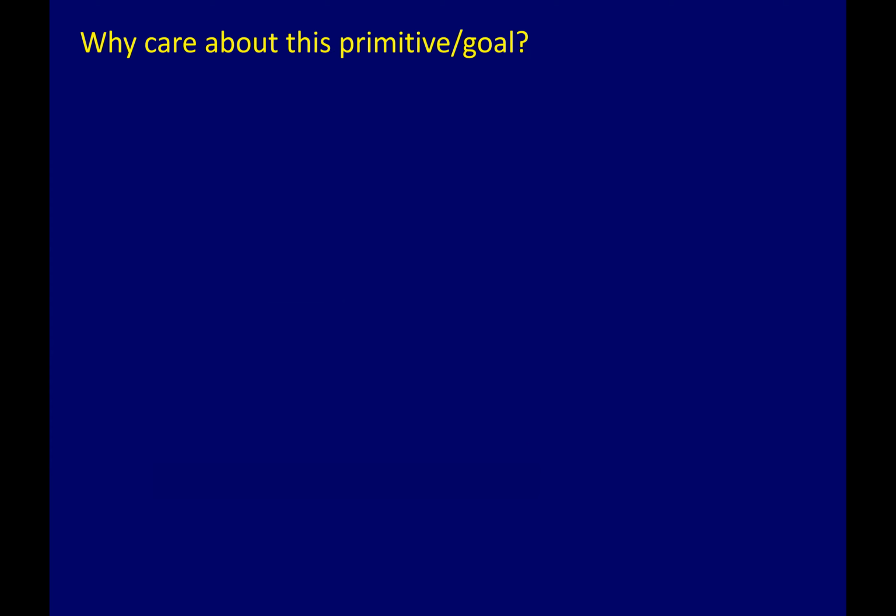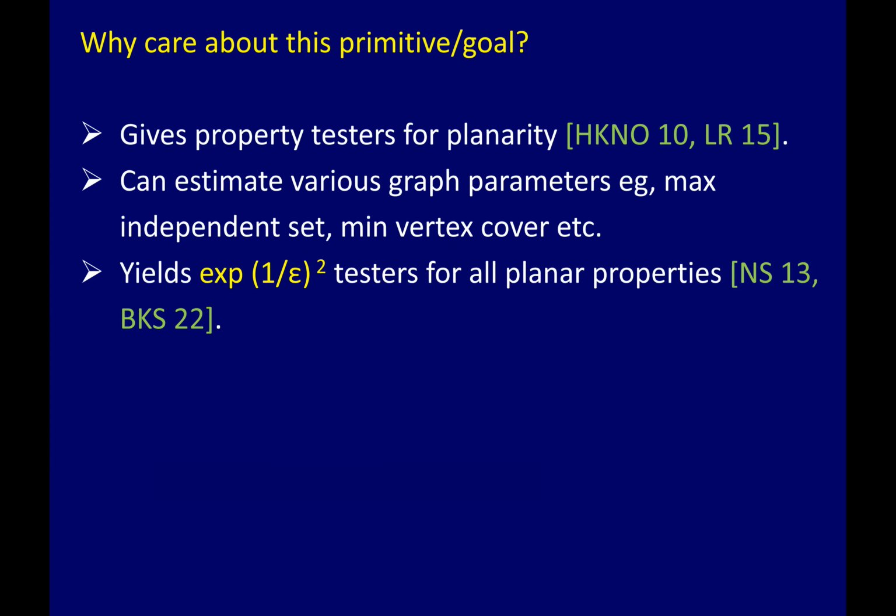So first off, as noted by Hassidim, Kelner, Nguyen, and Onak back in 2010, partition oracles immediately give you property testers for planarity. Okay, so in particular, Hassidim et al. used partition oracles to give the first exponential in 1 over epsilon time complexity testers for planarity. And then later on, Levi and Ron back in 2015 refined the partition oracles of Hassidim et al. to give testers for planarity that ran in time quasi-polynomial in 1 over epsilon.